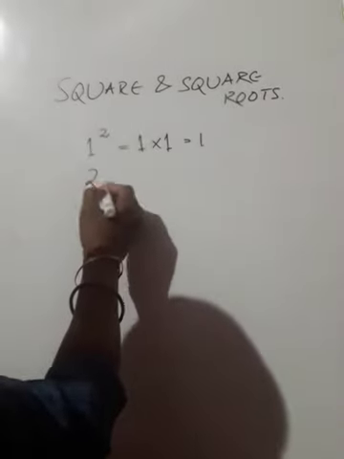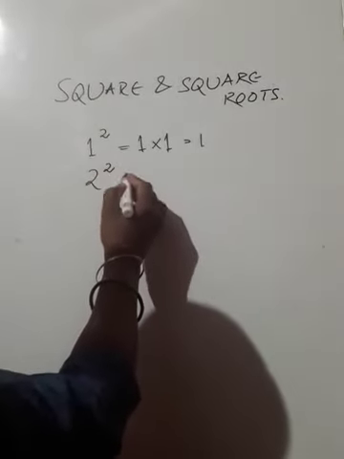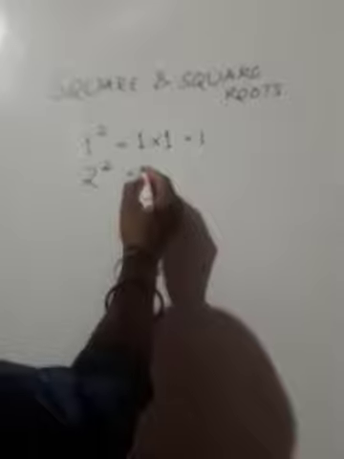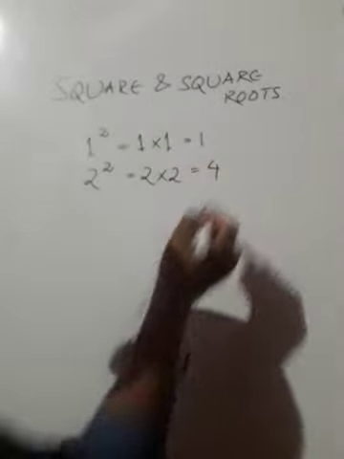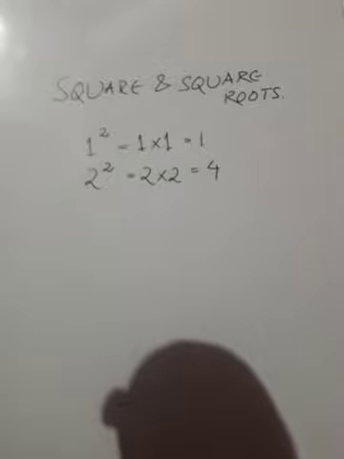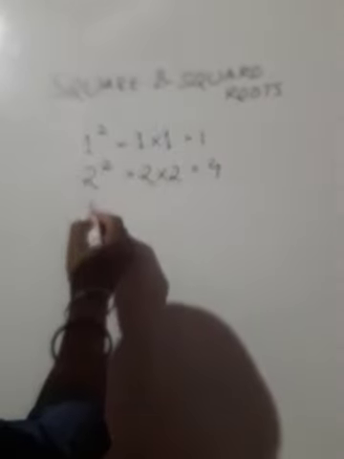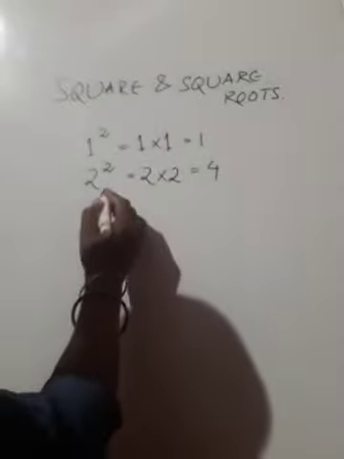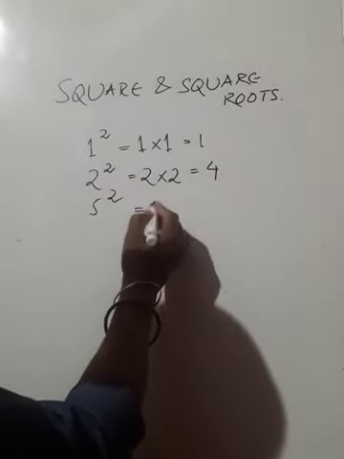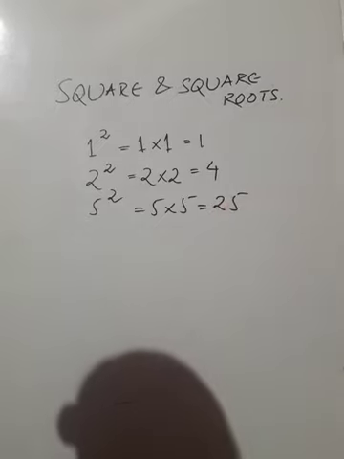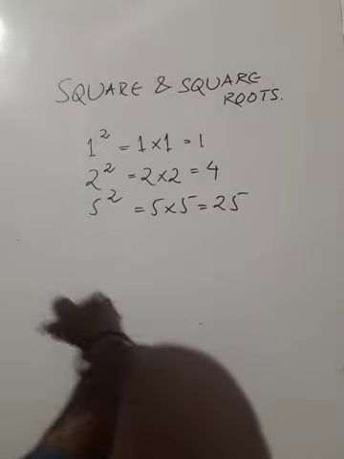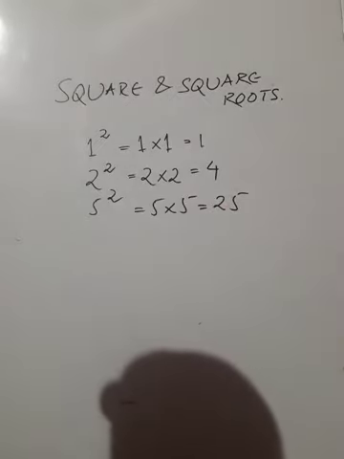Again, if I want to find out the square of another number, let me take 2. 2 square, that means multiplying 2 by itself. I get 4. Similarly, I take another number 5. 5 square, that means 5 into 5, I get 25. This is the way I can find out the square of any number.